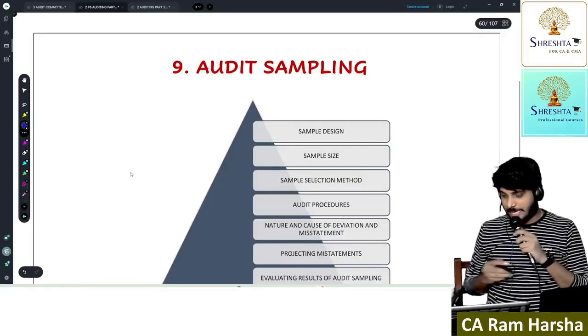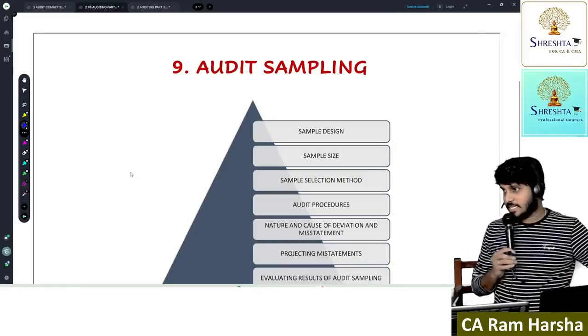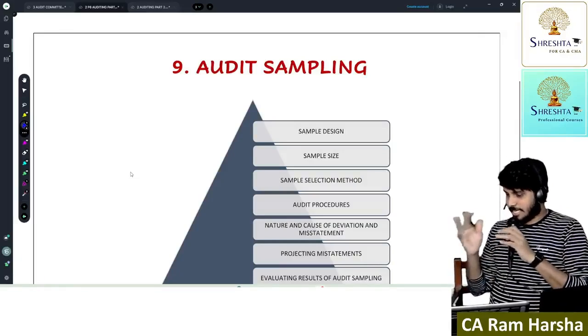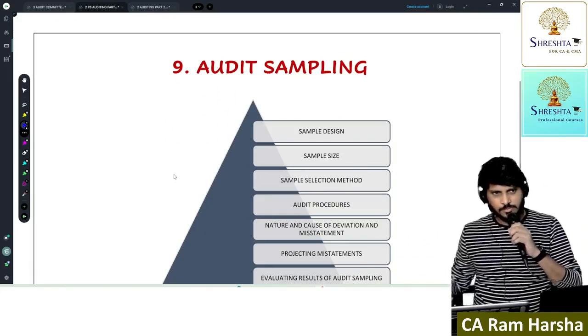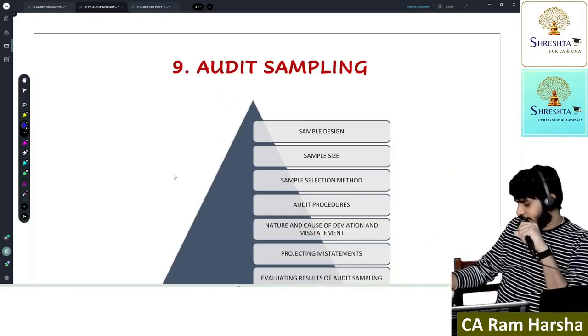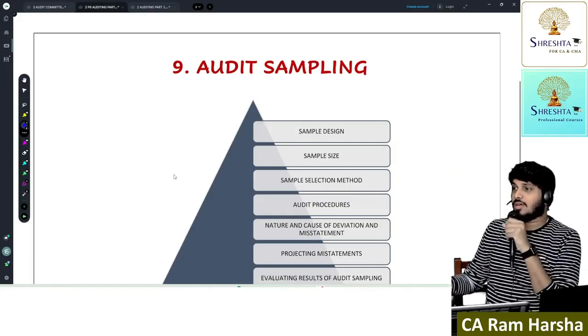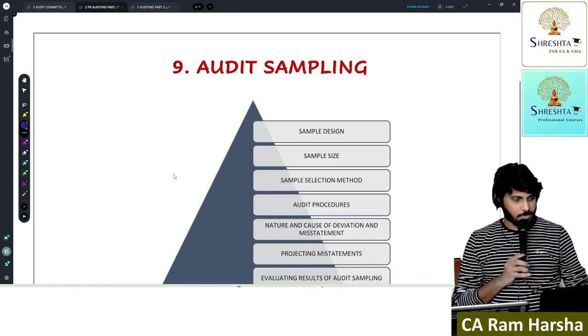So the next topic is audit sampling. I told you I'm not covering the risk assessment chapter because that is again a very lengthy chapter, but we are mainly covering the main topics. I'll give you a brief idea of risk assessment maybe at the end. Getting it? Now let's focus on sampling.